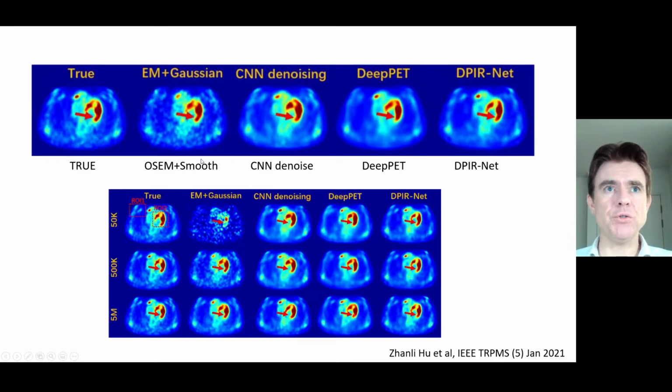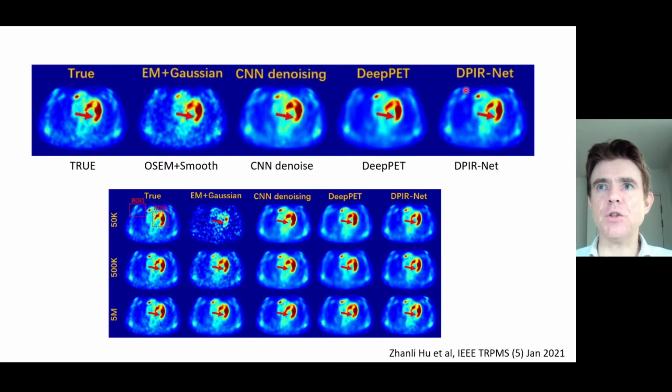So taking a look at their results, you can see the ground truth is shown here. Here is an EM-based reconstruction with a smooth. This is a conventional post-reconstruction CNN denoiser. This is the deep PET reconstruction. And then this is their proposed DPIR, direct PET image reconstruction network, that uses not just mean square error, but also a discriminator and perceptual loss as well.